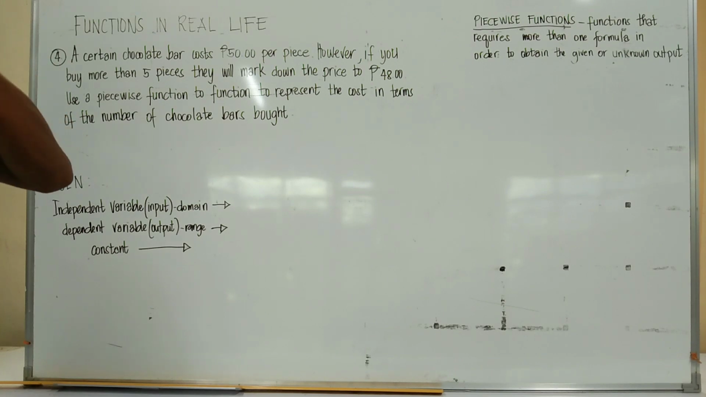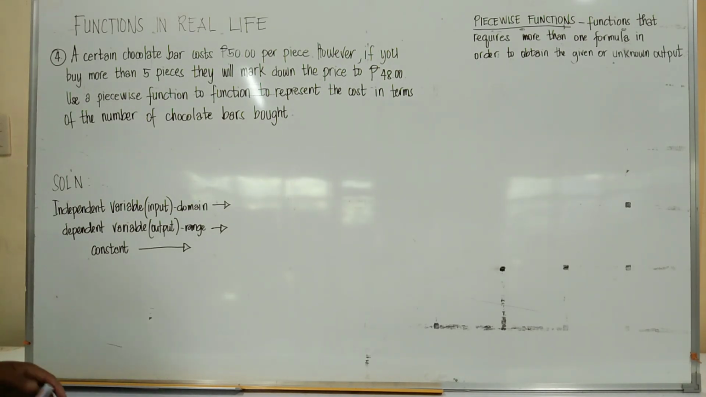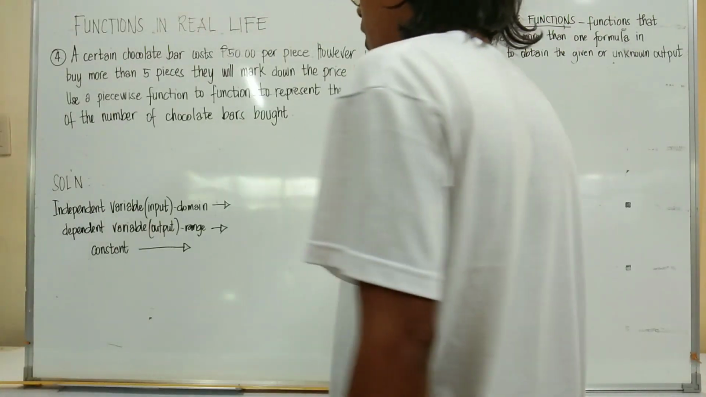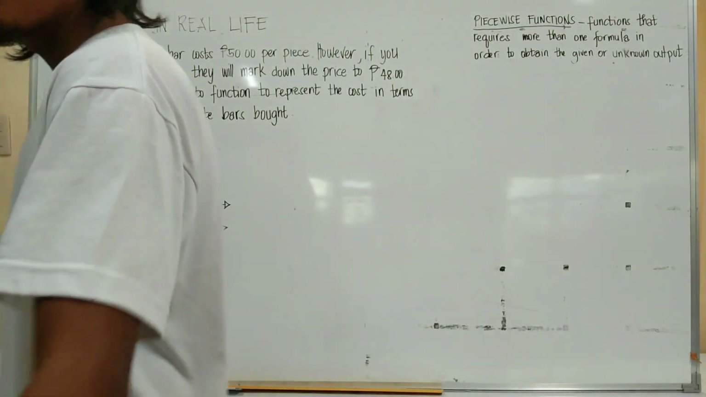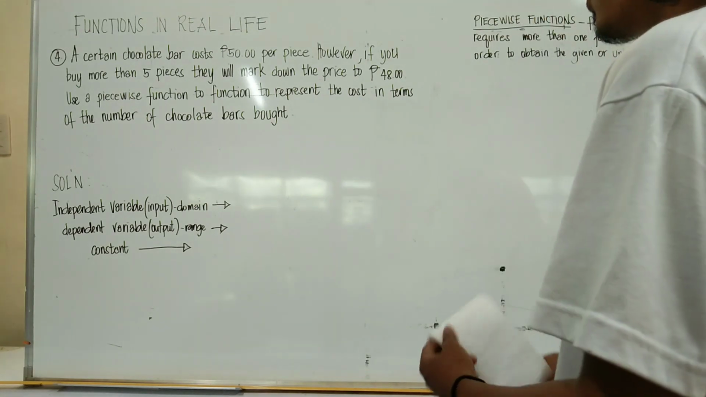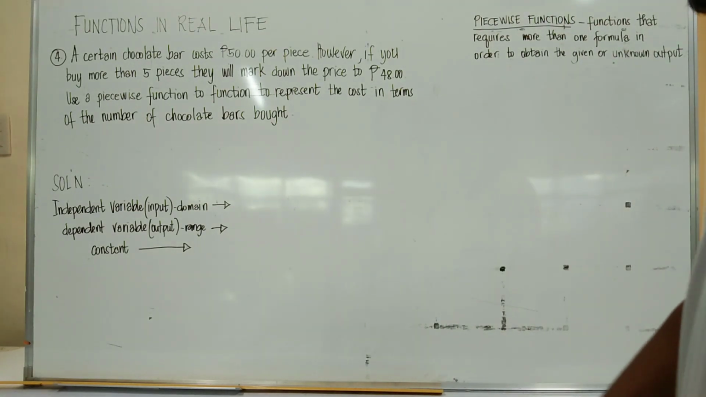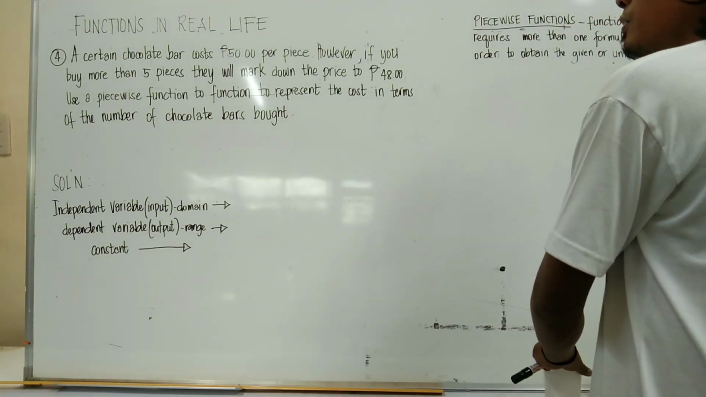Example number 4, functions in real life. So a certain chocolate bar costs 50 pesos per piece. However, if you buy more than 5 pieces, they will mark down the price to 48 pesos. Use a piecewise function to represent the cost in terms of the number of chocolate. So again, in this example, we will be using your piecewise function.